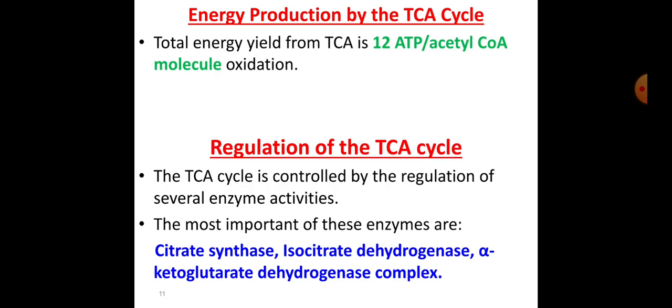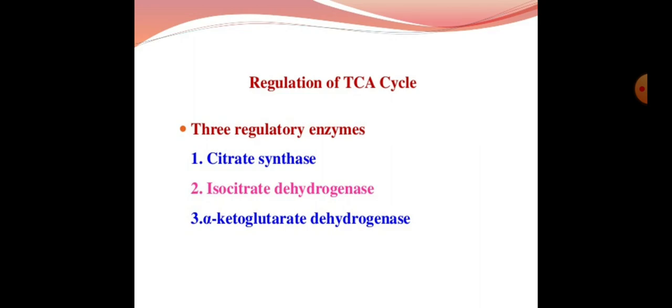Let us talk about the regulation of the TCA cycle. Mainly several enzymes control the TCA cycle. The most important of these enzymes are citrate synthase, isocitrate dehydrogenase, and the alpha ketoglutarate dehydrogenase complex. Those 3 enzymes are very important for regulation of the TCA cycle. You should remember this. Which enzymes regulate the TCA cycle? Citrate synthase, isocitrate dehydrogenase, and alpha ketoglutarate dehydrogenase complex.